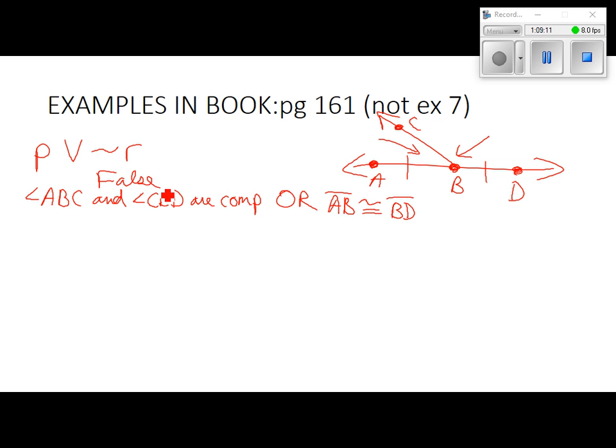Segment AB is congruent to segment BD, true or false? True, but it's the "not," so it's not congruent, so that makes it what? False. My fault, I didn't see the "not." This part's false, this part's false, what's that tell us about the entire statement? It's false.